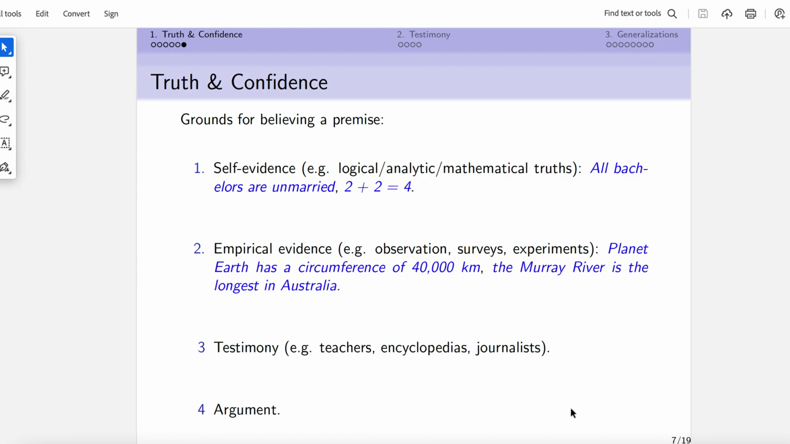The Murray River is the longest in Australia. Again, that seems to be something that's not self-evident, but it could be figured out by suitable empirical investigation. So someone could go out and measure the length of the Murray River.